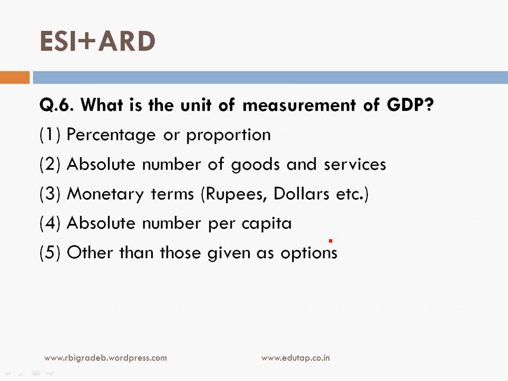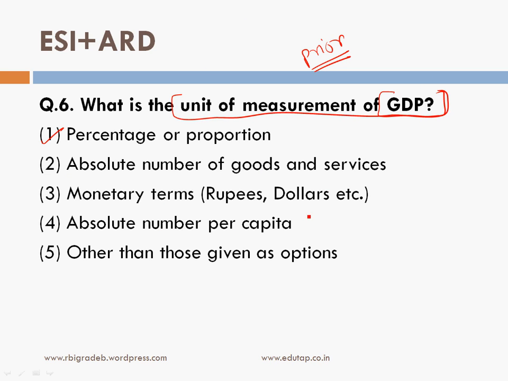Now let's see the questions. What is the unit of measurement of GDP? Now as you can see, you have to bank upon your existing knowledge, prior knowledge. Right. This passage is not talking about the measurement or the unit of measurement of GDP. You have to bank upon your existing knowledge to answer this question. First option is percentage or proportion. Second is absolute number of goods and services. Monetary terms, rupees, dollars, absolute number per capita, other than those given as options. Unit of measurement of GDP.